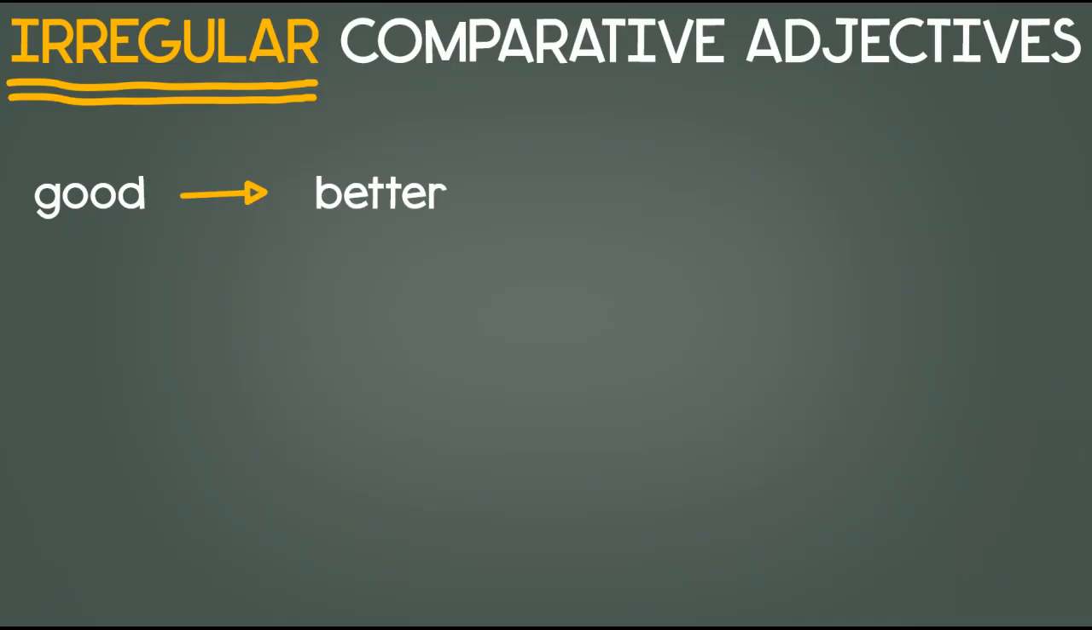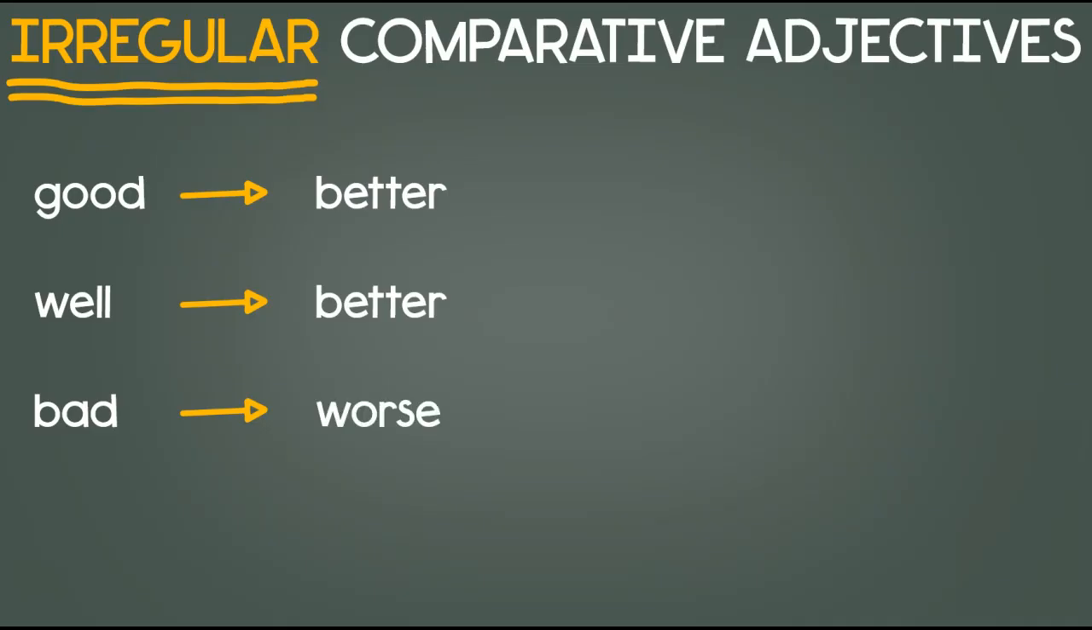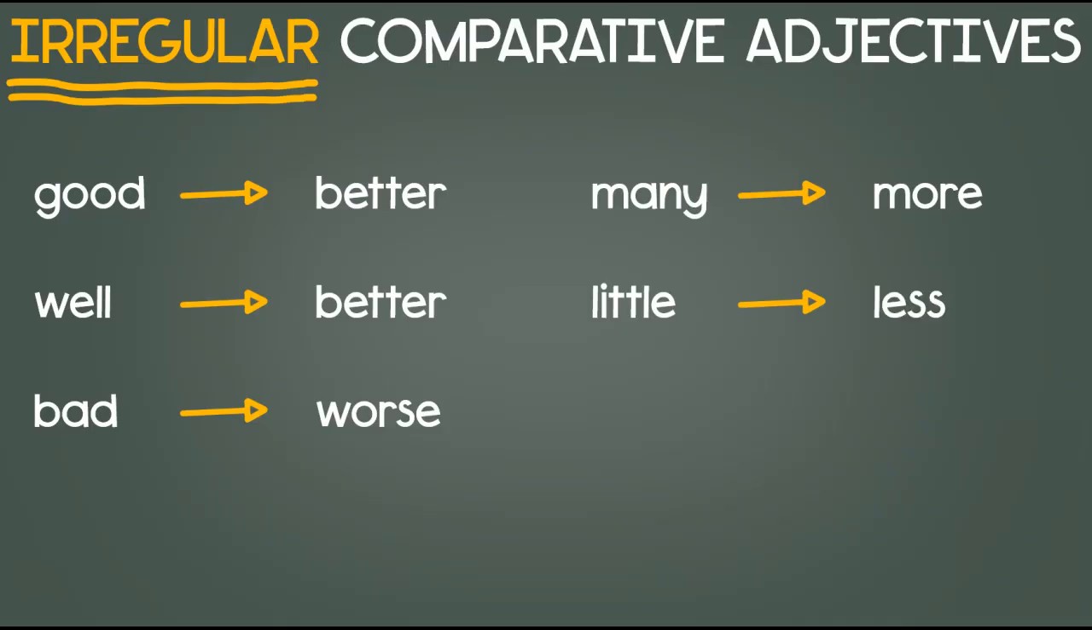movie was even better. Some other examples of irregular comparative adjectives include, I sing well, but she sings better than me. The hamburger was bad, and the fries tasted even worse. I have read many books, but you have read even more. I have little water left, but you have even less water. And soccer is fun, but baseball is even more fun.